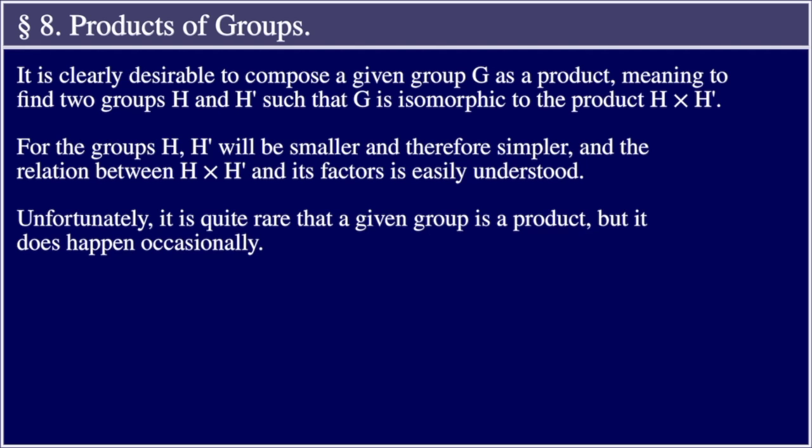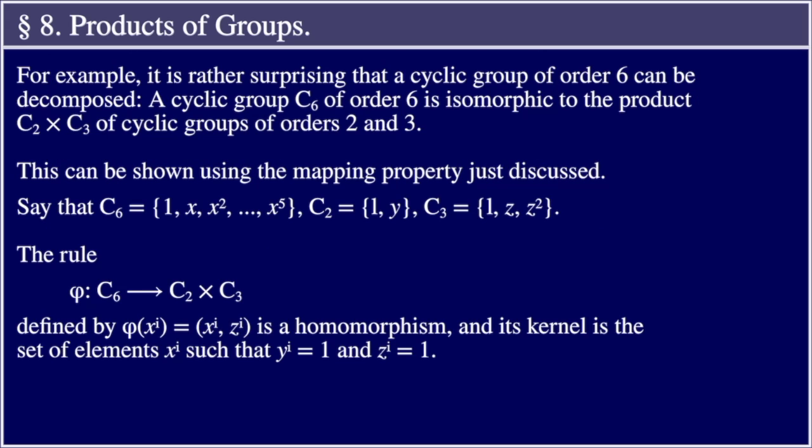It is clearly desirable to decompose a given group G as a product, meaning to find two groups H and H' such that G is isomorphic to the product H × H'. For the groups H, H' will be smaller and therefore simpler, and the relation between H × H' and its factors is easily understood. Unfortunately, it is quite rare that a given group is a product, but it does happen occasionally. For example, it is rather surprising that a cyclic group of order 6 can be decomposed.